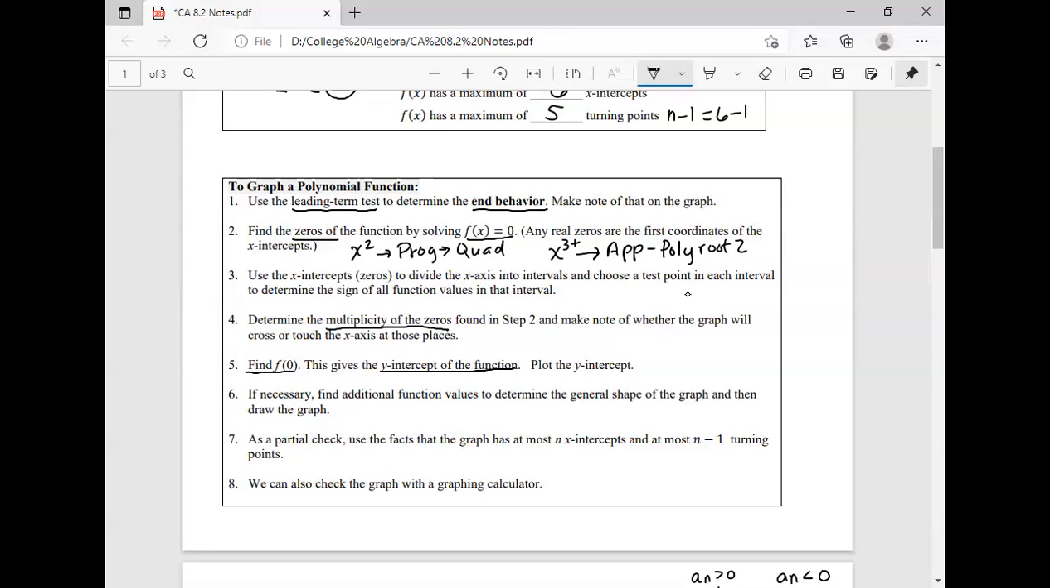If necessary, you want to find additional function values to determine the general shape of the graph and then draw the graph. Sometimes those minimum and maximum values can be important to find so you know exactly how far to go down. As a partial check, you can use these facts that were listed above: you are not supposed to have any more than n x-intercepts and no more than n minus 1 turning points. And you can also look at the graph on the graphing calculator. Okay, so that's a lot of stuff to take into account.